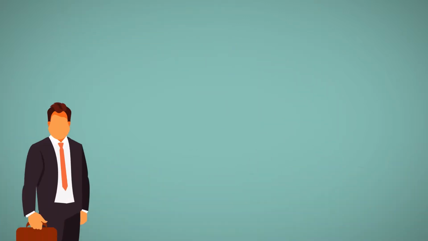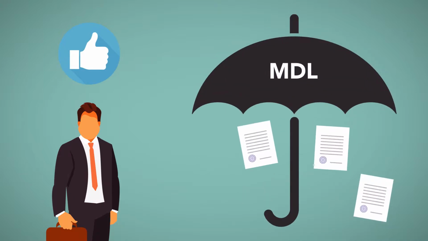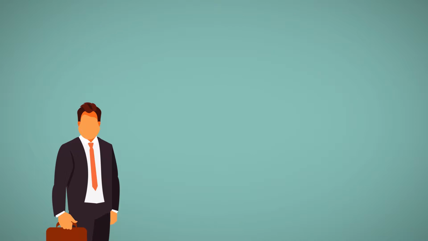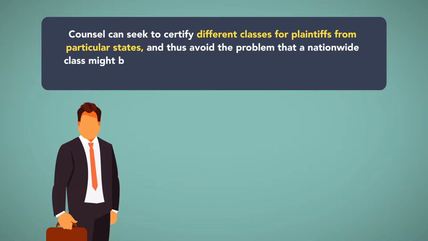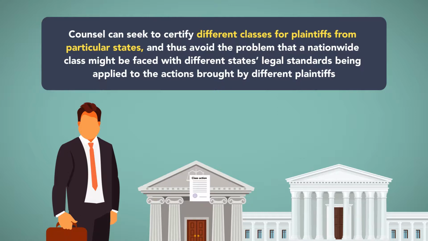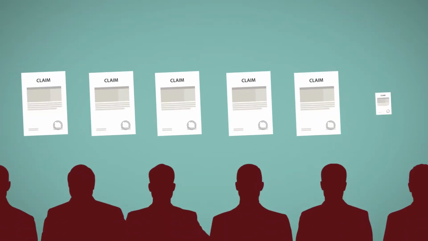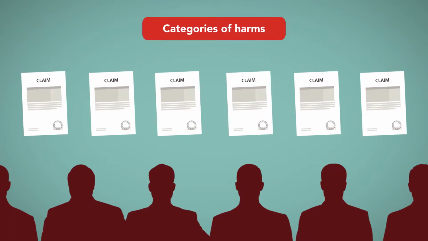It has also now become common that plaintiffs' counsel seeks to certify much smaller classes within the umbrella of the MDL. Rather than one large nationwide class, for example, counsel can seek to certify different classes for the plaintiffs from particular states, and thus avoid the problem that a nationwide class might be faced with different states' legal standards being applied to the actions brought by different plaintiffs. This is especially true since the 2005 Act causes many class actions to move from state to federal court. Also, when a mass tort allegedly causes different sorts of harms, the plaintiffs can seek to certify classes for each of the alleged harms or categories of harms.